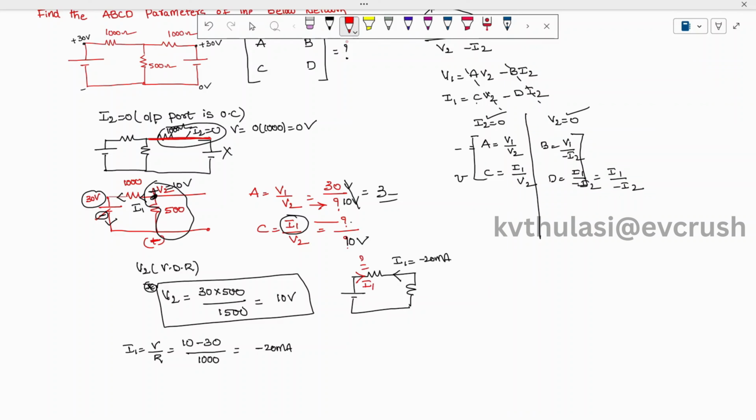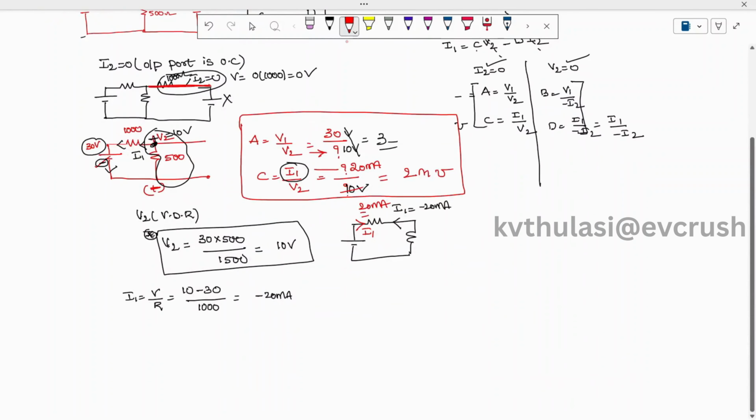So minus into minus, how much is this? 20 milliamperes. That is the I1 I am taking here. So this I1 is 20 milliamperes. So we get the value of C is equal to 10 ones are 10, twos are 2 millimhos. Okay. So successfully we found the two parameters, the A value as well as the C value, and let's try to draw the theoretical calculations, how to perform this.